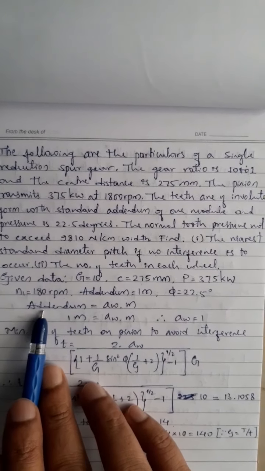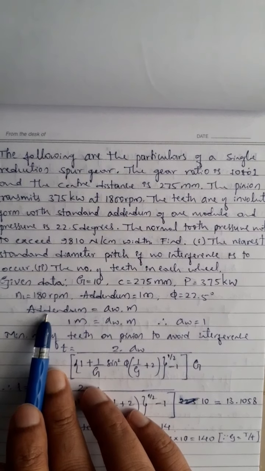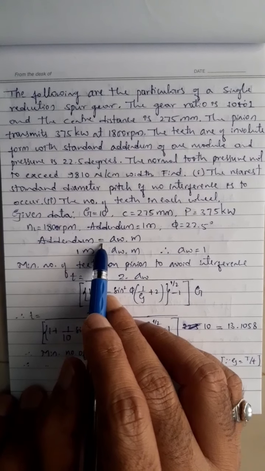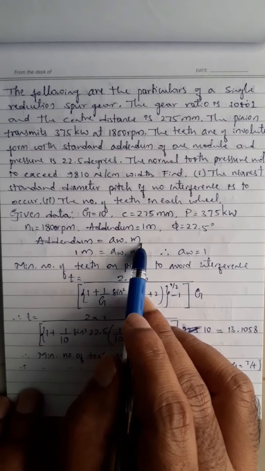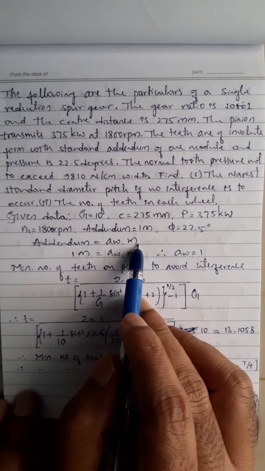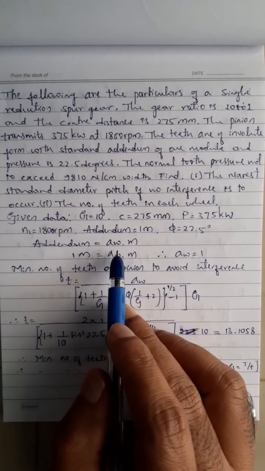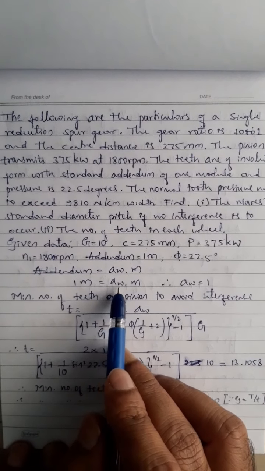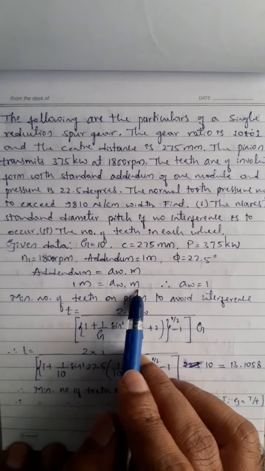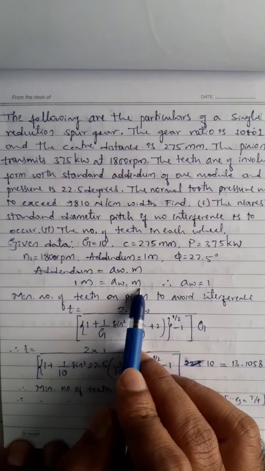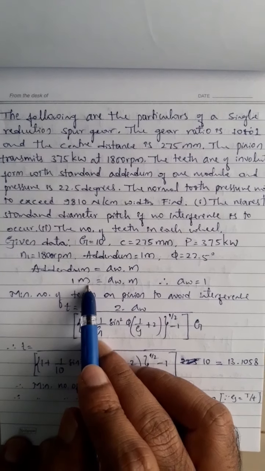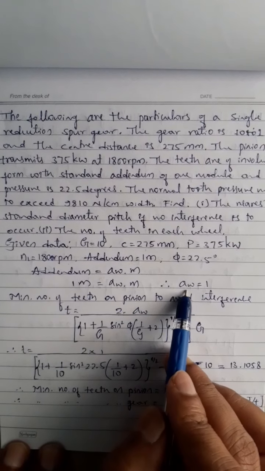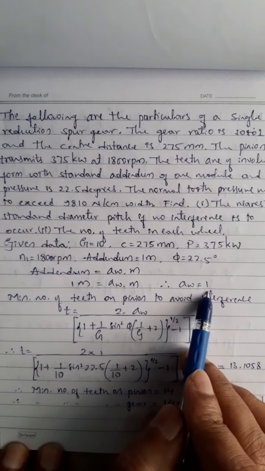So here we know that addendum is equal to addendum constant into the module. In the problem it is given that one module is equal to addendum constant into the module. So here the module will get cancelled and we get addendum constant as 1. So addendum constant is equal to 1.